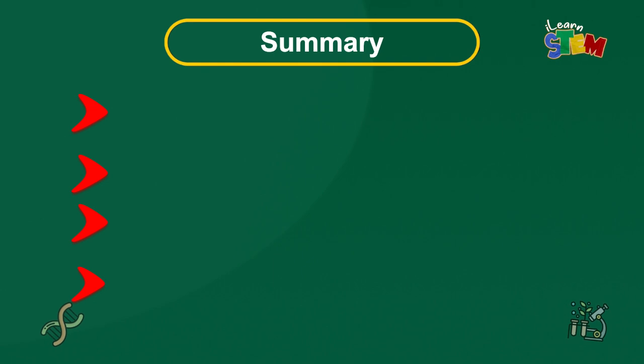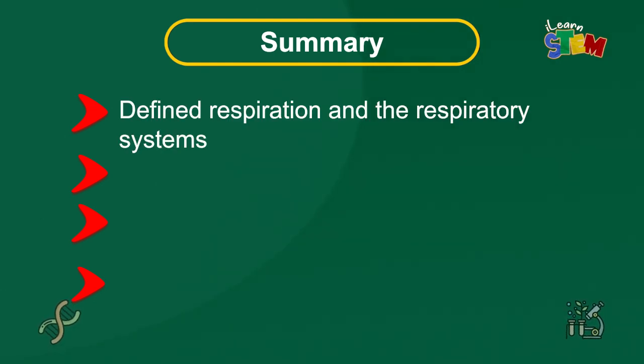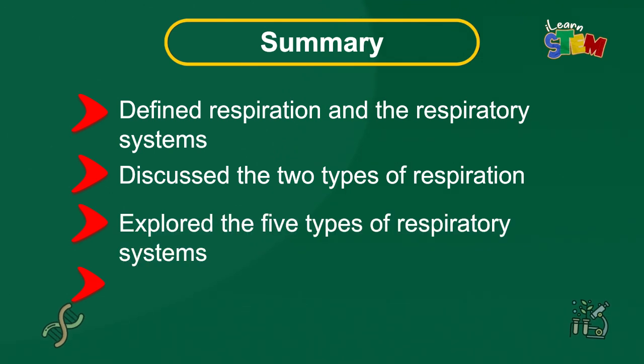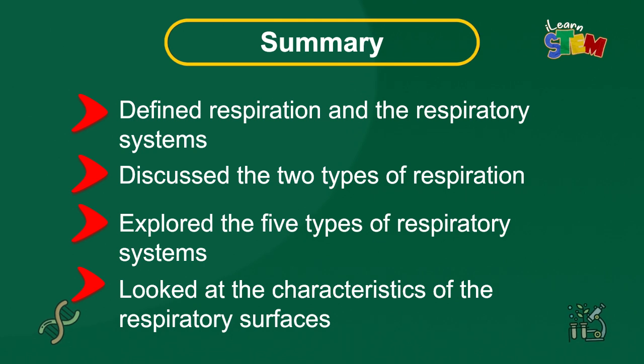Now, let's review what we've learned today. In today's class, we defined respiration and the respiratory systems. We discussed the 2 types of respiration. And we also explored the 5 types of respiratory systems. Finally, we looked at the characteristics of the respiratory surfaces.